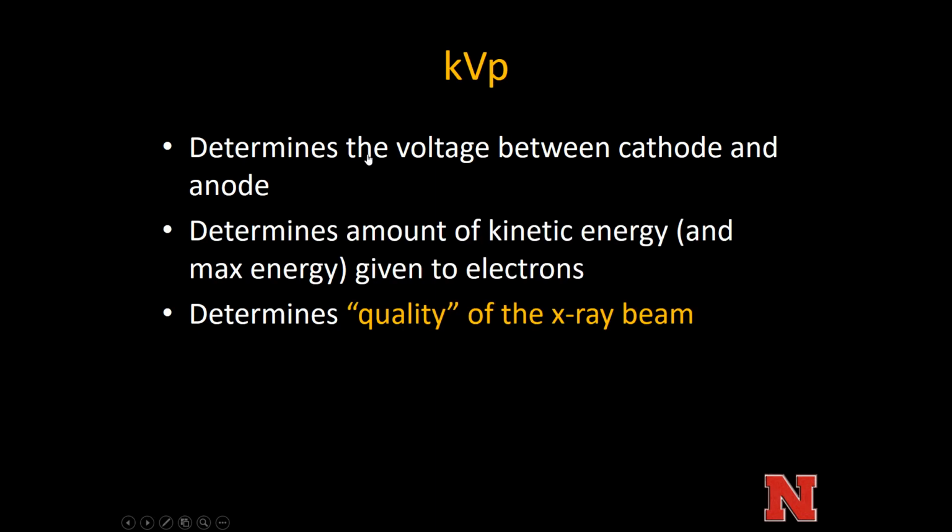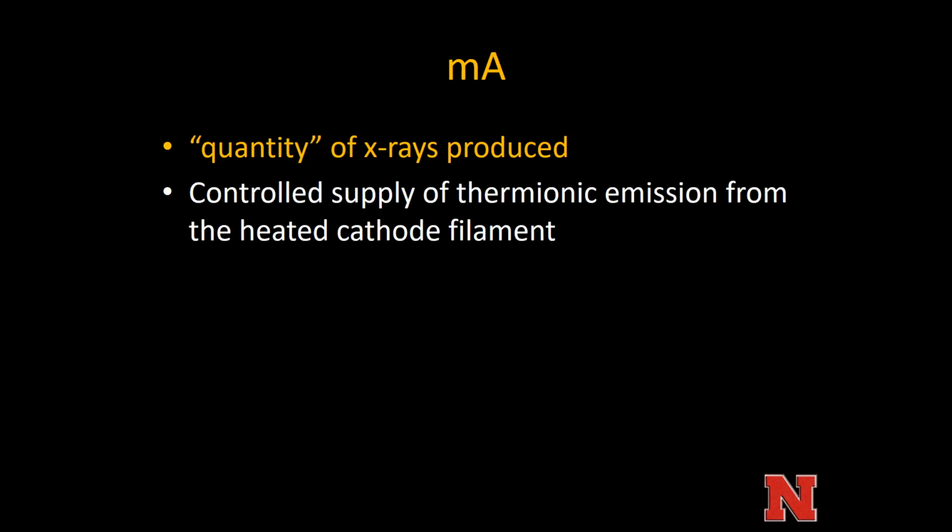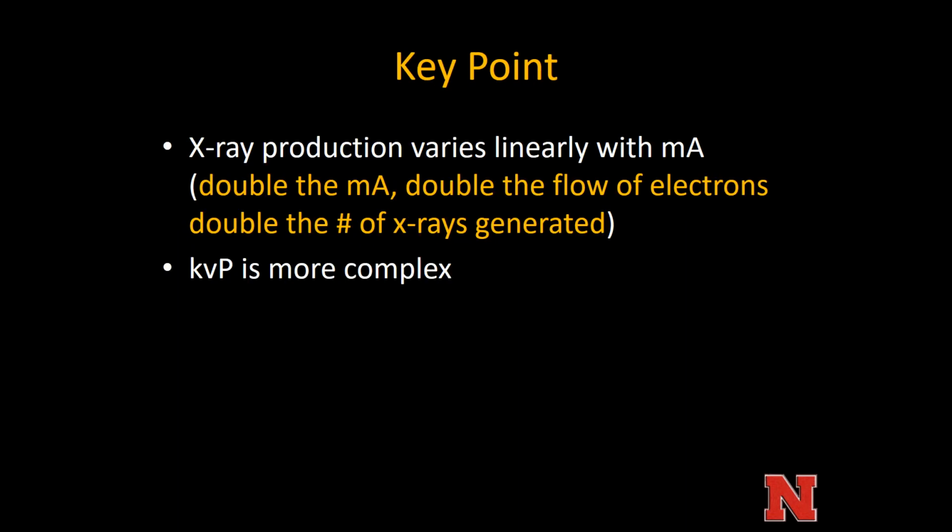kVp determines the voltage between the cathode and anode. It determines the amount of kinetic energy and maximum energy you can give to the electrons which go across the process, and it determines really the quality of the X-ray beam that's produced. mA is more the quantity of X-rays produced. This controls the supply of thermionic emission from the heated cathode filament. So I like to think of kVp as the quality of the beam, and the mA as the quantity of the beam in terms of X-ray generation.